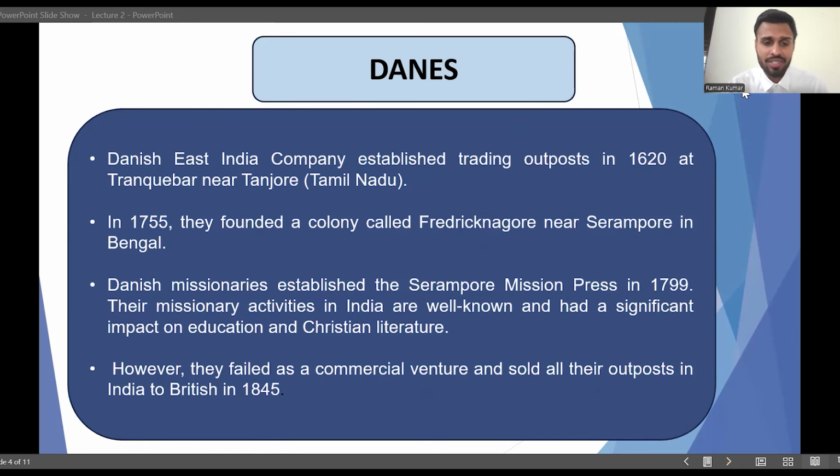However, as it is mentioned here, it failed as a commercial venture, and they ultimately had to sell all their outposts, including Serampur, to the British in 1845, and they left India. So this is all that you have to remember about the Danes. One is their missionary activities. Second is the place called Tranquebar near Tanjore. That's it. There is nothing much else.